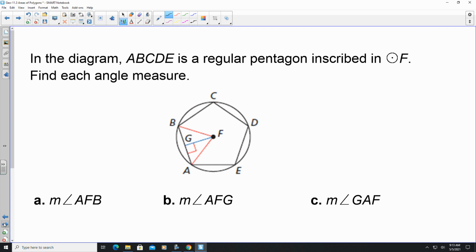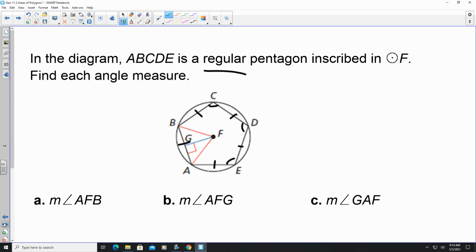Here, it says in the diagram, ABCDE is a regular pentagon inscribed in circle F. They want you to find each angle measure. First off, we need to remember what a regular polygon is. Regular polygons means that all the sides are the same and all of the angles are the same.